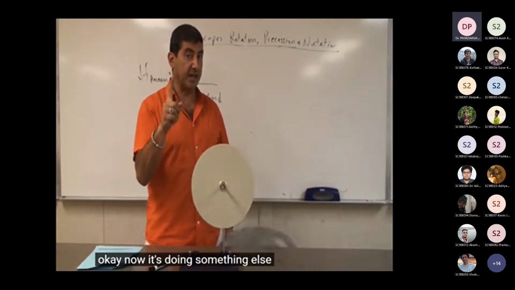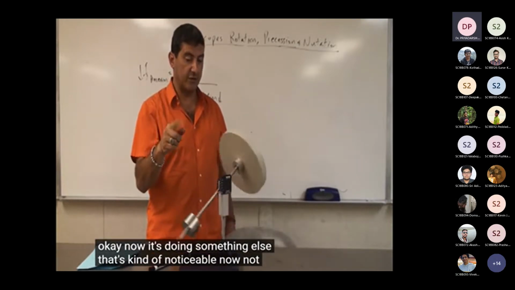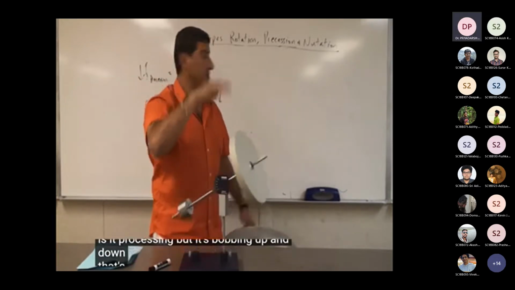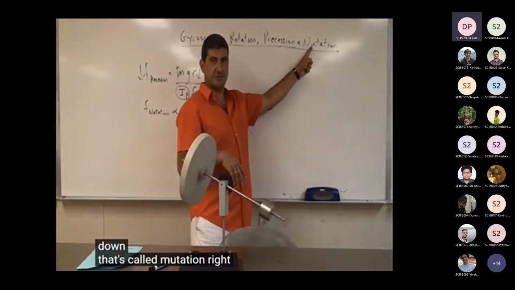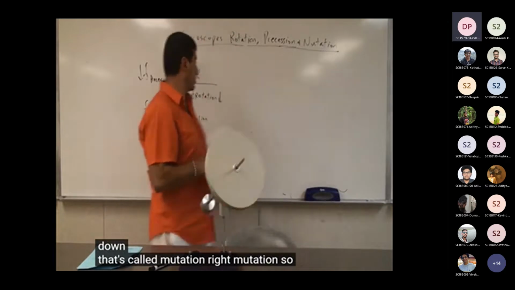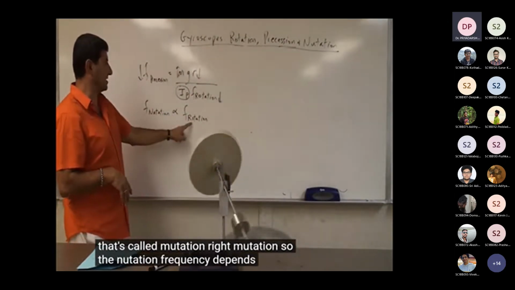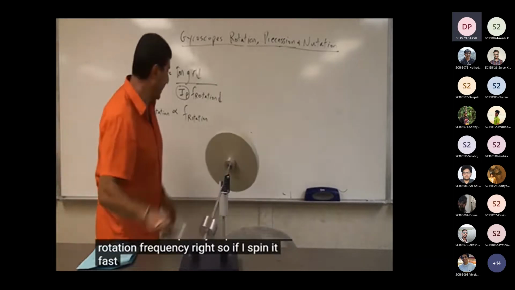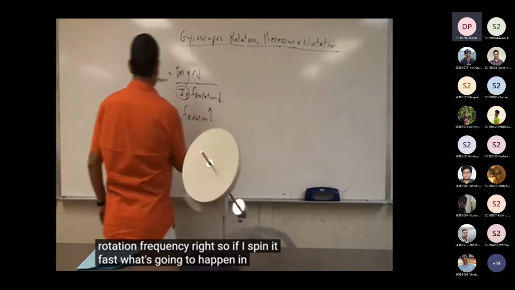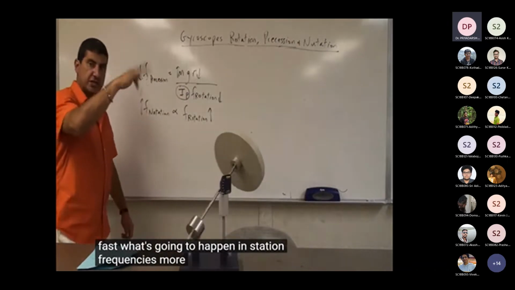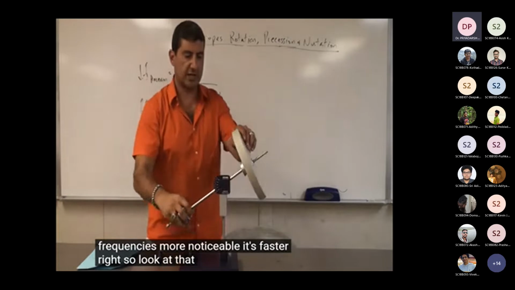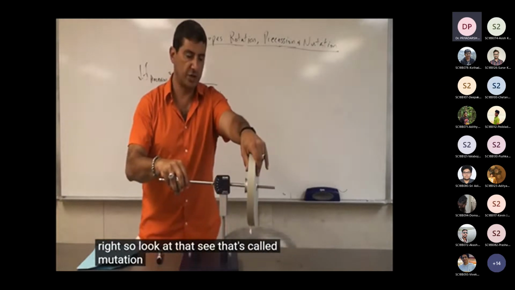Okay, now it's doing something else that's kind of noticeable. Not only is it precessing, but it's bobbing up and down. That's called nutation, right? So the nutation frequency depends on the rotation frequency. If I spin it fast, its nutation frequency is more noticeable. It's faster, right? So look at that. You see, that's called nutation.